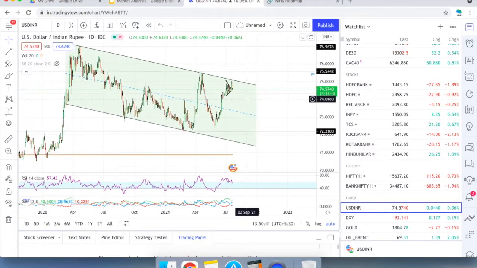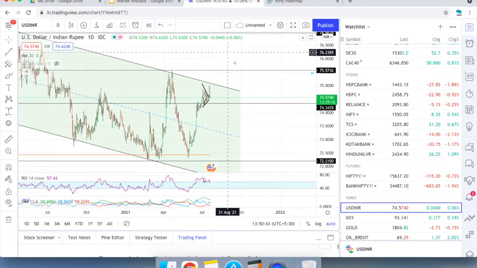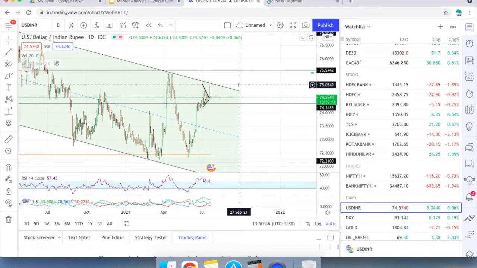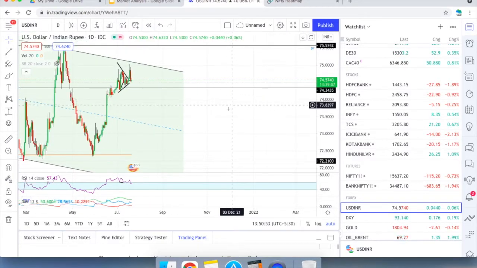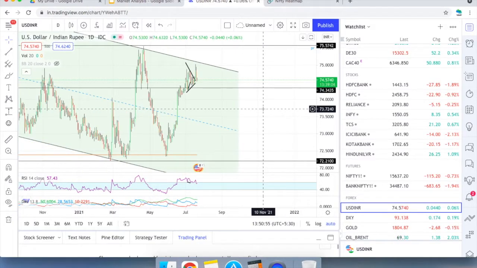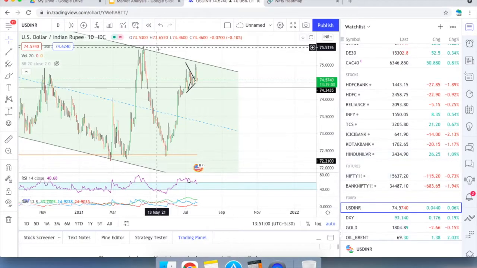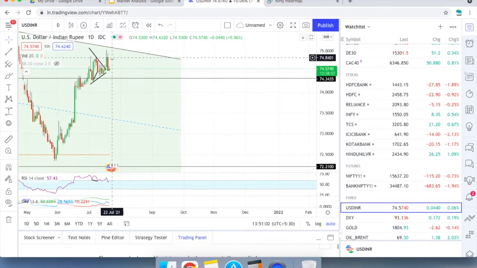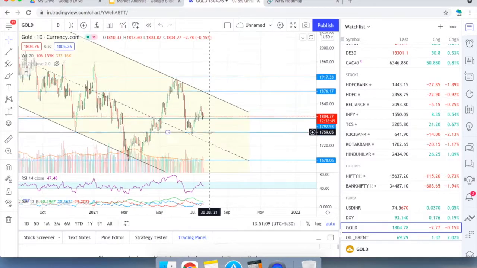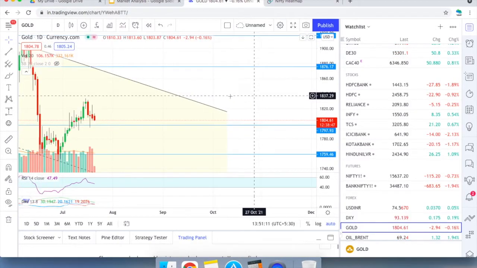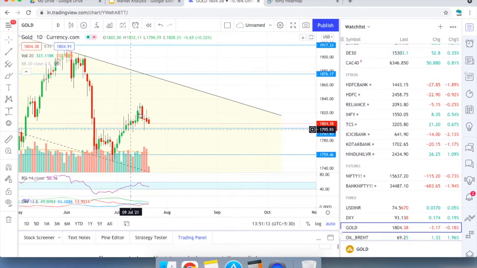Because it's a channel top. Or it could break out, right? So overall, the rupee has weakened to nearby 74.6 levels, and is most likely to retrace back for some time, is what we are expecting in the coming days. But there could be some more time spent at this channel top level, right? Now how about gold? Gold is doing some consolidation, some corrections in the last 3 to 4 days after a big up move.